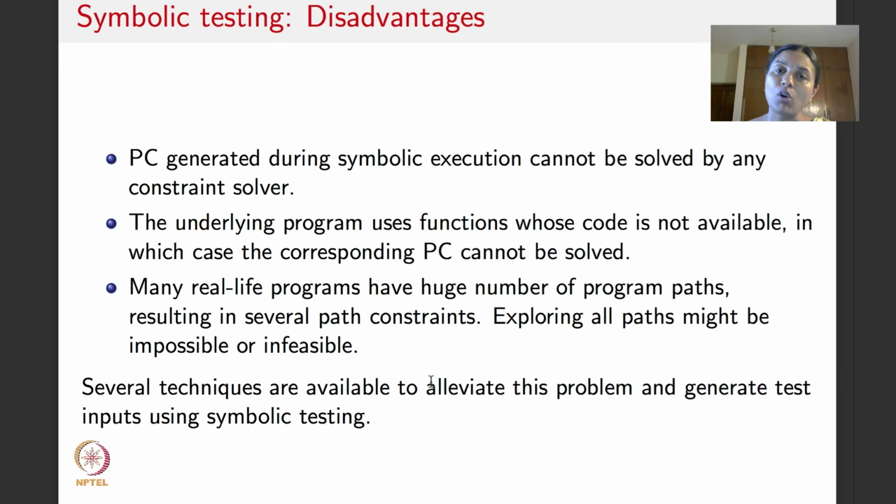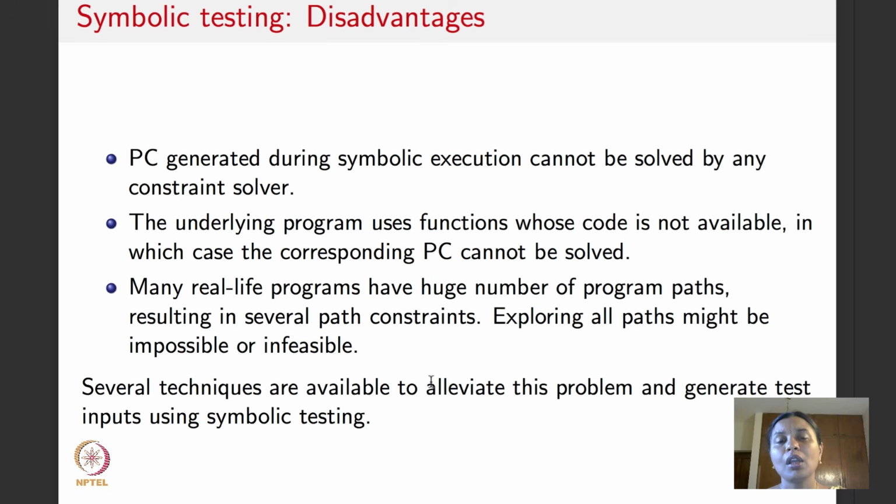So to summarize all the disadvantages of symbolic testing, the path constraint generated during symbolic execution may not be solvable by any constraint solver, and then you're stuck. You can never get test cases. Why will it not be solvable? Because the underlying program could use a function whose code is not available. Then how will you know what f of x computes? This is very common when you're using web applications and all. You might use functions whose code is not available.